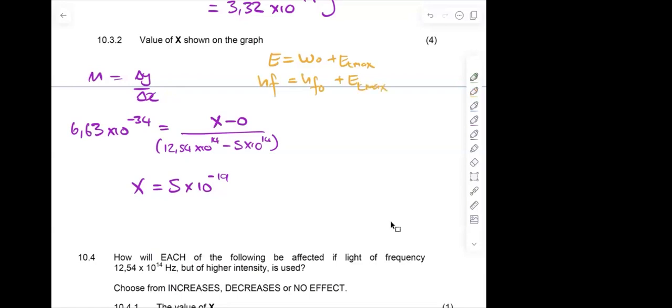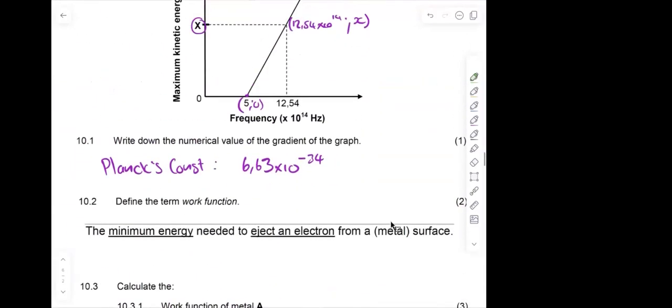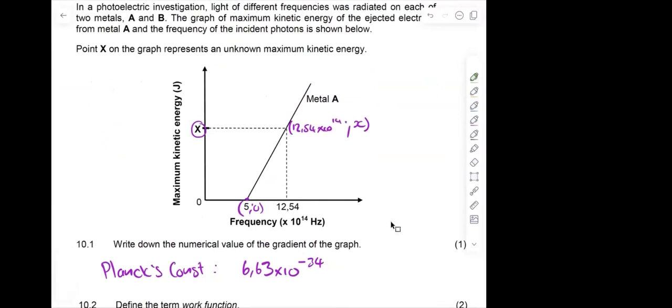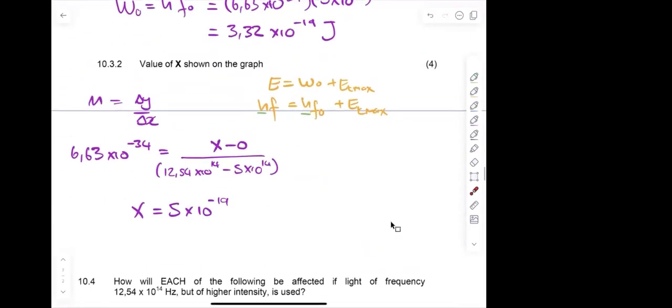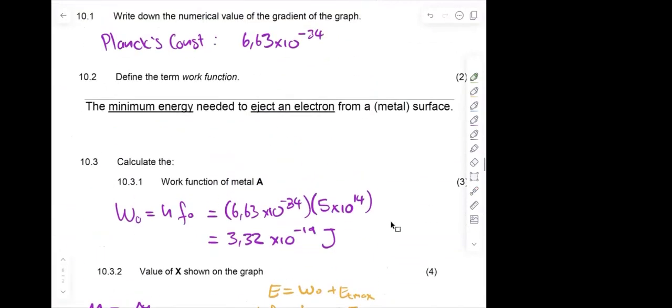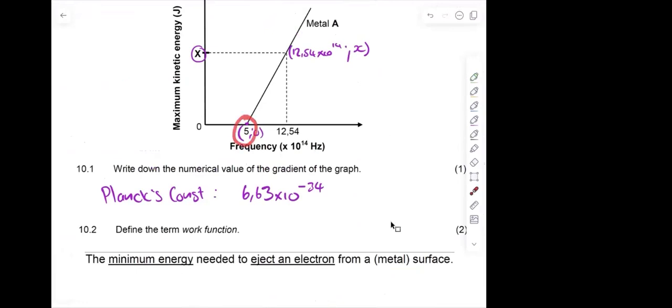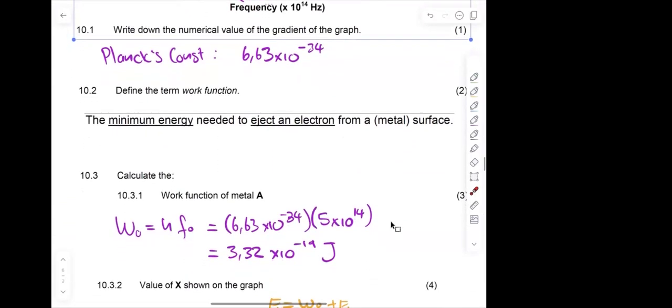Do I have H? Yes, it's Planck's constant. Do I have the frequency of the light I'm looking for? Yes, because I'm looking for this X here, right? The corresponding frequency is this 12.54. I've got that. Do I have my threshold frequency? Yes, I've got that too, because we said our threshold frequency is going to exist at this point here, 5 times 10 to the power of 14. If I plug all those values in, I'll be able to solve my problem. And if you plug them into your calculation, you'll find that you get the exact same answer.